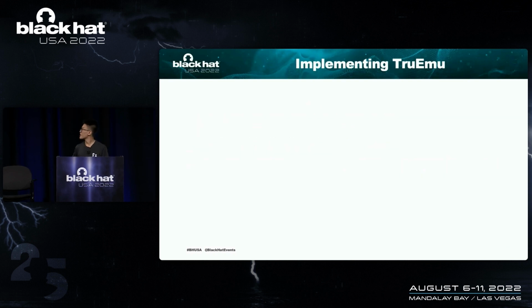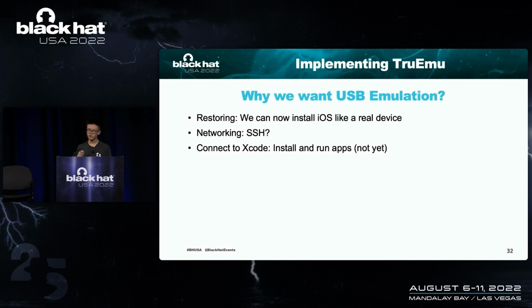Next, let's talk about USB. Why do we want USB emulation, you might ask? Well, we can use it for restoring. Restoring is a fancy way of installing an operating system on an iOS device. When we restore an iOS device, it's basically installing iOS on the device.